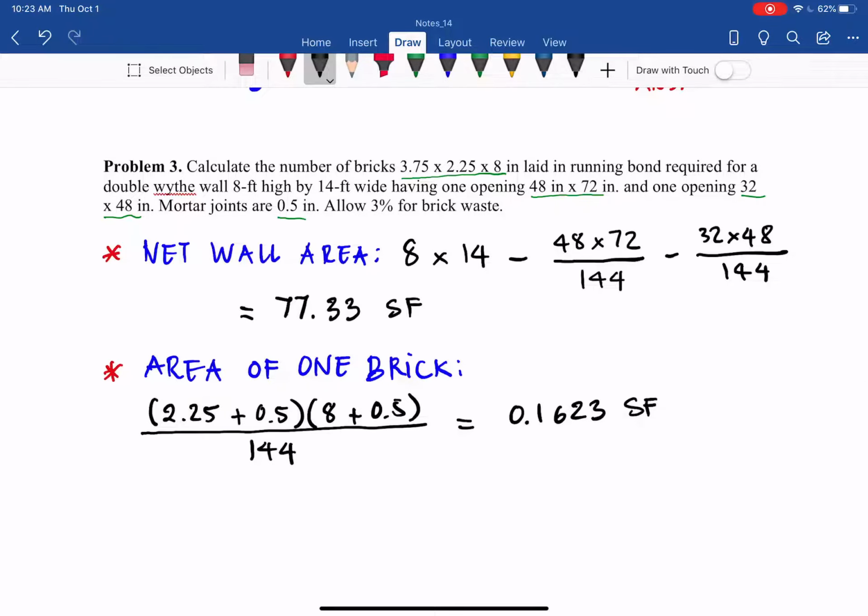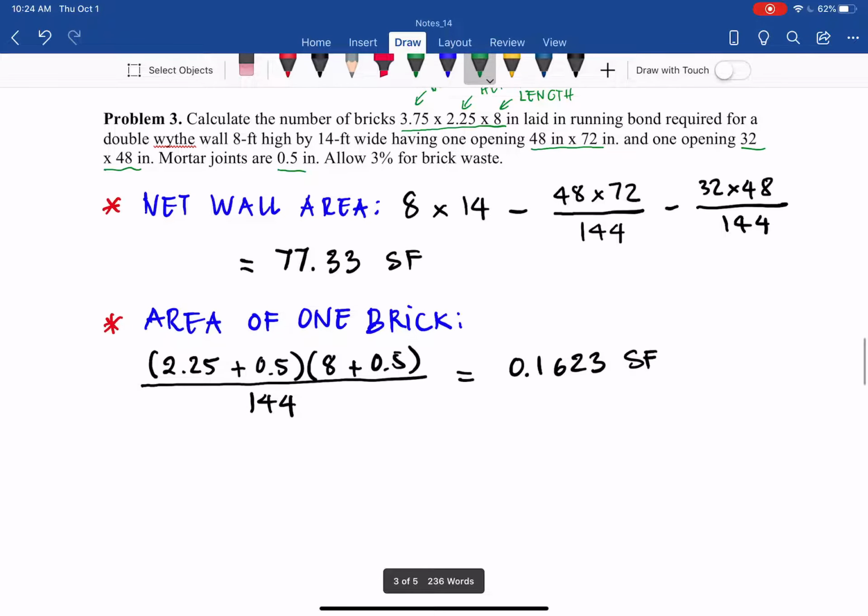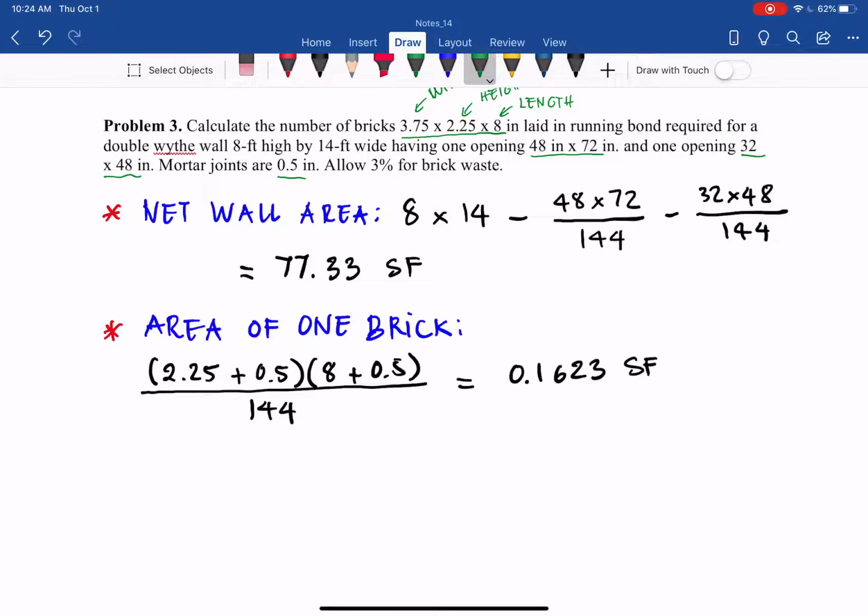Over here, let me write down: this is the length, this is the height of the brick, and this is the width, the depth. Makes sense? So that is for the brick size. From that we have the net wall area, and we have the area one brick occupies, so we just make a division to determine the number of bricks required.